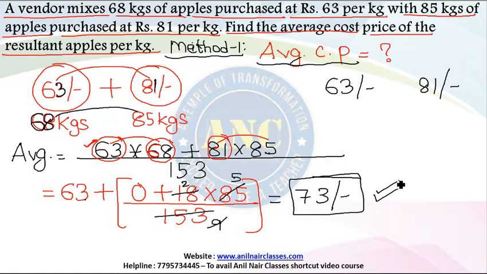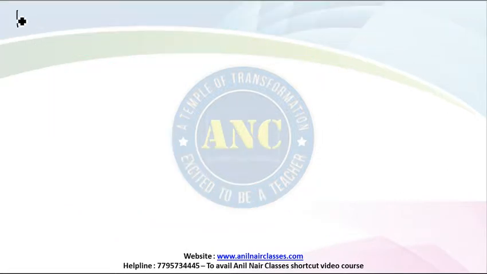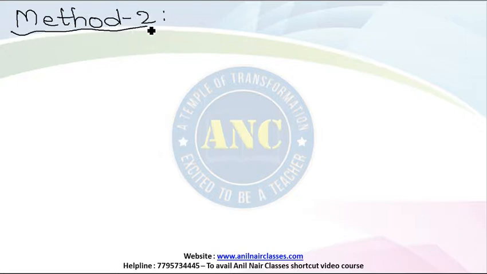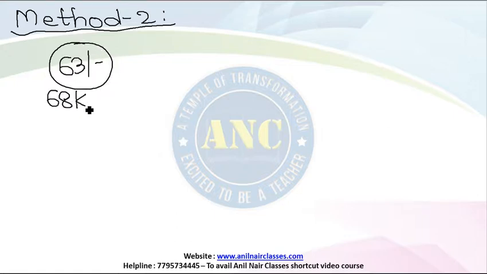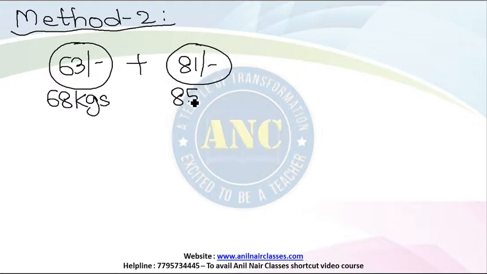Now see here, this is one of the methods to be implemented. The same question, if I want to solve it a little faster by using method 2, which is quite similar to method 1. 63 rupees per kg, it is 68 kgs, is mixed with 81 rupees per kg, it is 85 kgs. Find the average cost price of the resultant apples per kg. Now see here, I am mixing 68 kgs and 85 kgs. In what ratio are they mixed? They are mixed in the ratio 4:5. 17 into 4, 17 into 5.